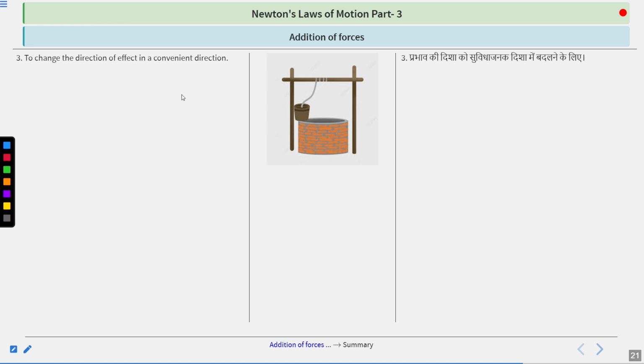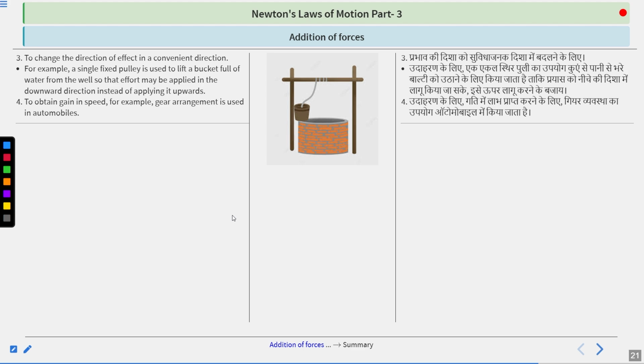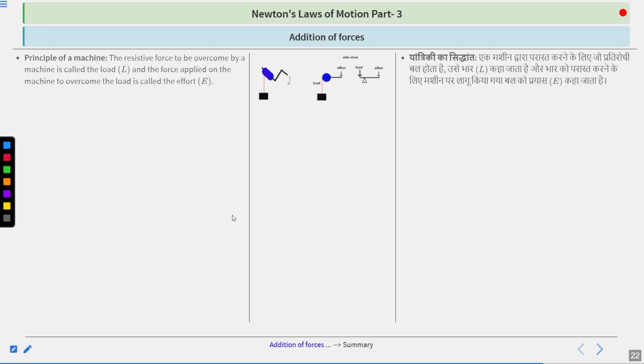To change the direction of effort to a convenient direction, for example, a single fixed pulley is used to lift a bucket full of water from the well so that effort may be applied in the downward direction instead of applying it upwards, because that will help you to change the direction of the force. To obtain gain in speed, for example, a gear arrangement is used in automobiles.